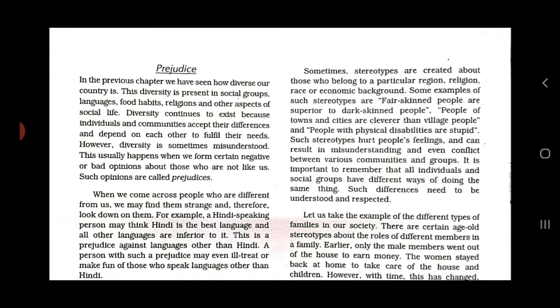One important thing which we all need to remember is that all individuals and all social groups have different ways of doing the same thing, and we need to respect that. We need to respect those different ways. Understood?